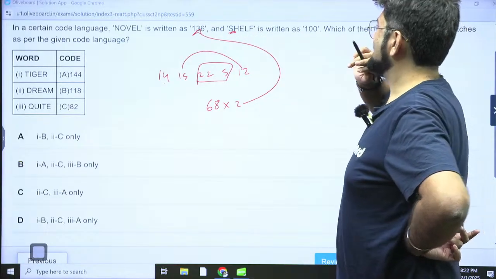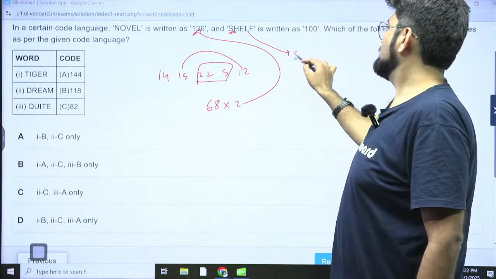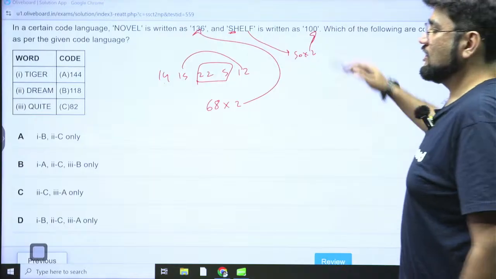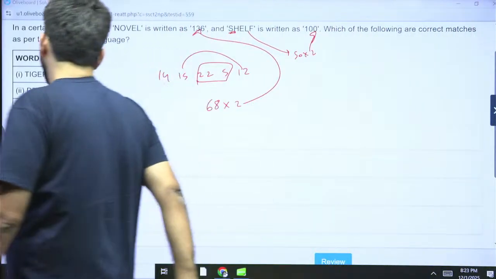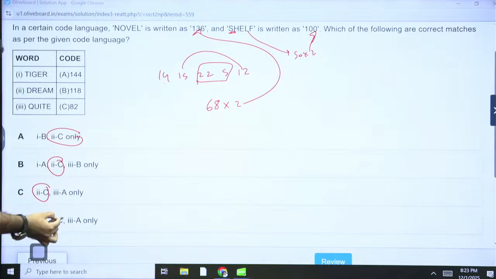27, 5, 6, 11. So this is 38 and 12. This is 50. 50 into 2 again is 100. So this is the logic: sum multiplied by 2. Okay. Now come to the options first. The options say that 2 is C, 2 is C, 2 is C and 2 is C no matter what.